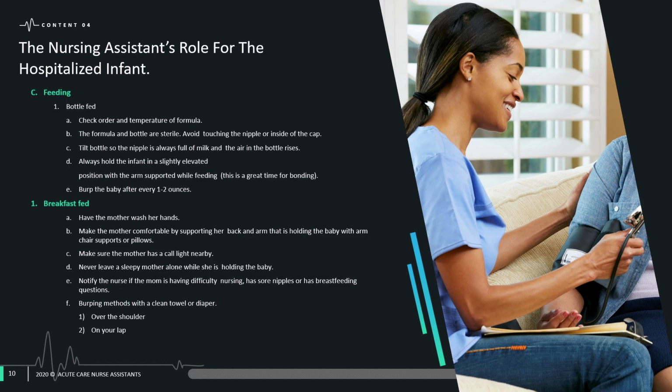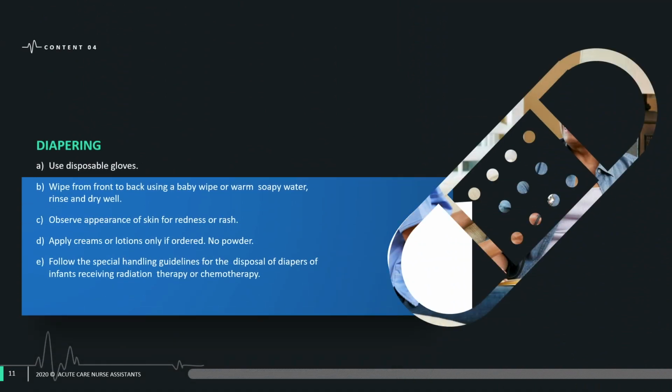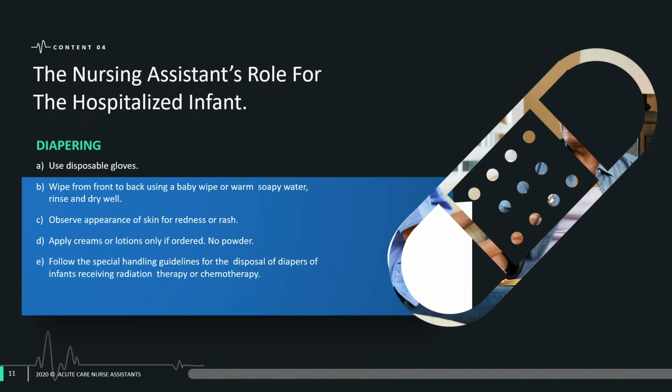Burping methods with a clean towel or diaper: over the shoulder, on your lap. Diapering: use disposable gloves. Wipe from front to back using a baby wipe or warm soapy water. Rinse and dry well. Observe appearance of skin for redness or rash. Apply any creams or lotions only if ordered. No powder. Follow the special handling guidelines for the disposal of diapers of infants receiving radiation therapy or chemotherapy.